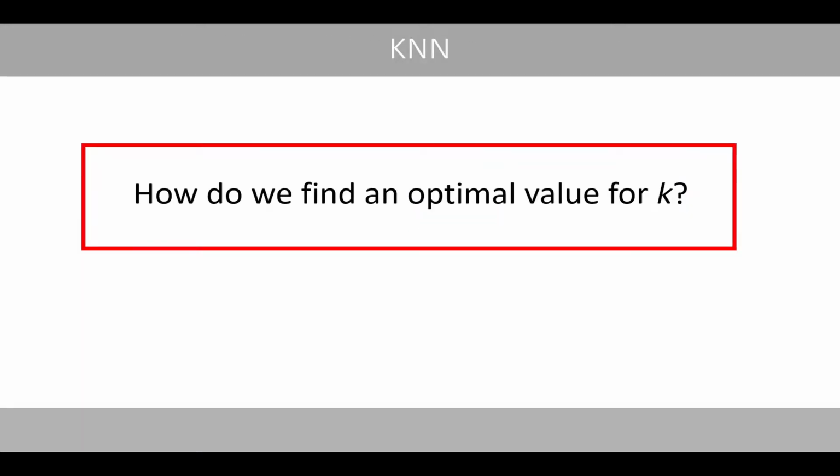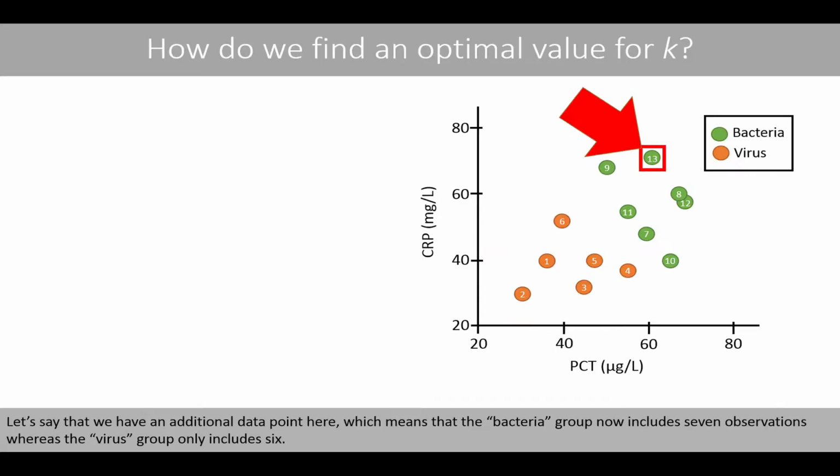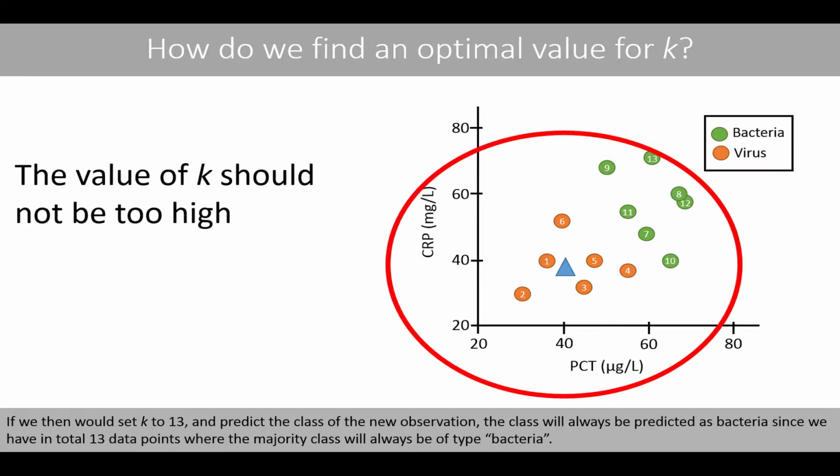We'll now discuss how we can find an optimal value for K. Let's say that we have an additional data point up here, which means that the bacteria group now includes 7 observations, whereas the virus group includes only 6. If we then would set K to 13, and predict the class of the new observation, the class will always be predicted as bacteria since we have in total 13 data points where the majority of the class will always be of type bacteria.